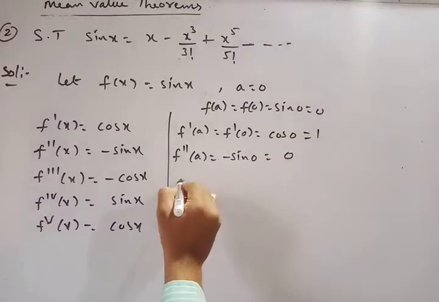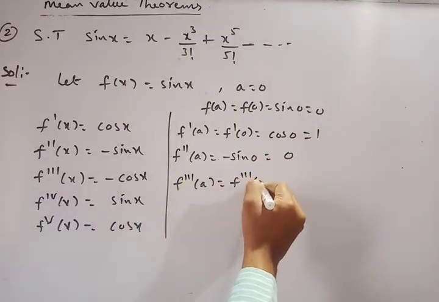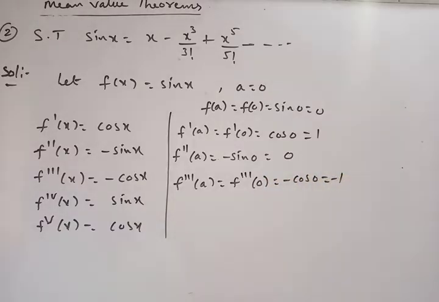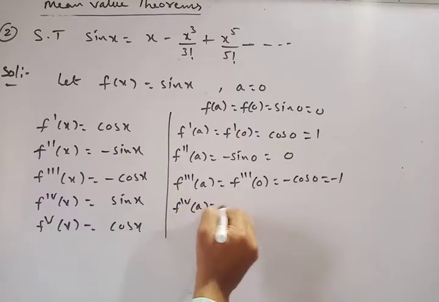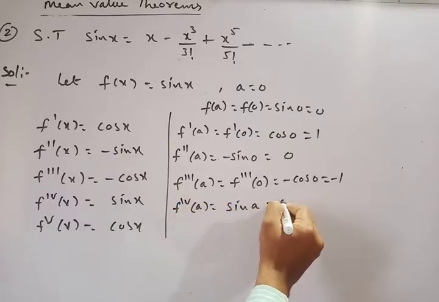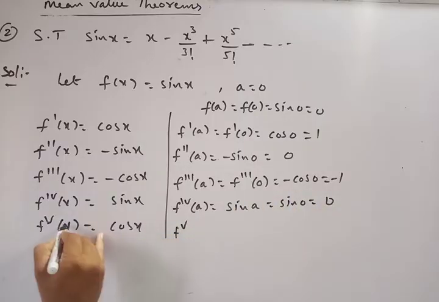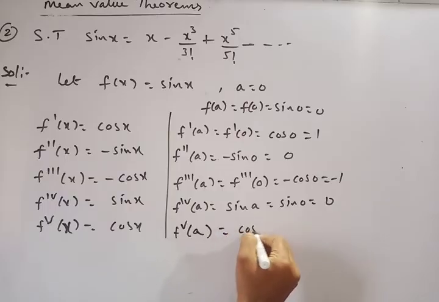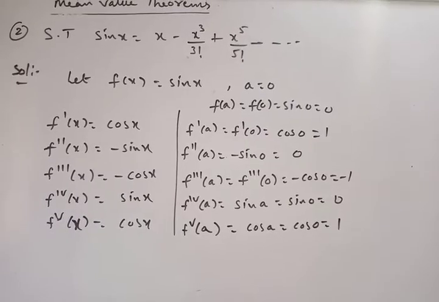0, you will get 0. F triple dash of a, that means minus cos a. At 0, minus cos 0. Cos 0 is how much? 1. So minus 1 you get. F power 4 of a, that means sin a, sin 0 is how much? 0. F power 5 of a, cos a, the a value is how much? 0. Cos 0 is how much? 1. Correct? So we calculated all these values.